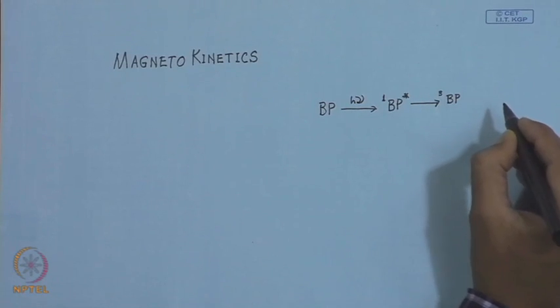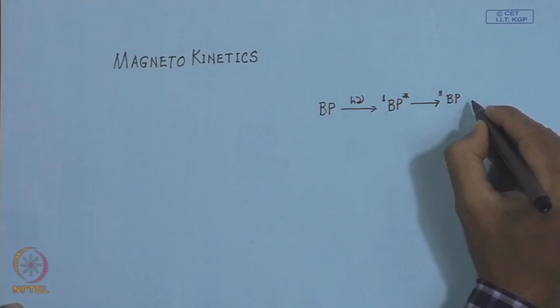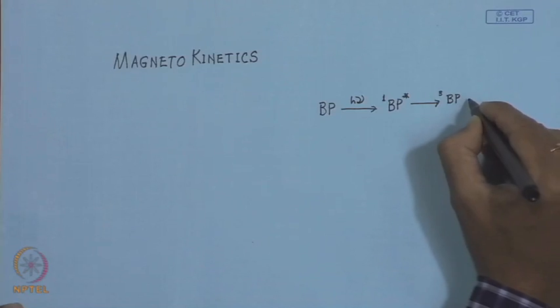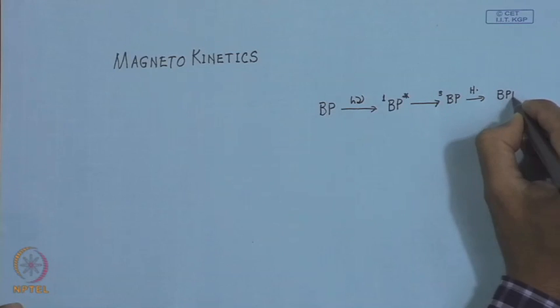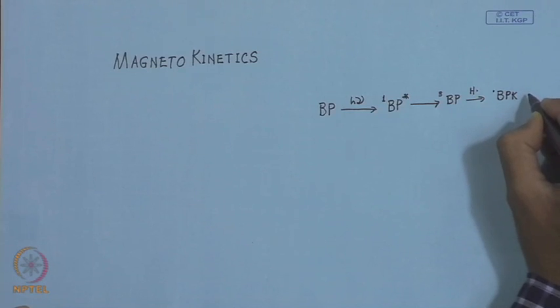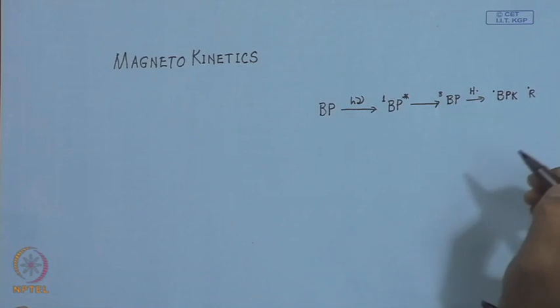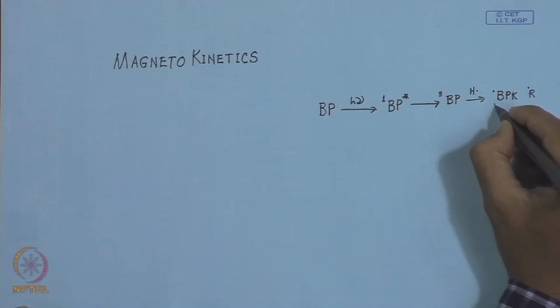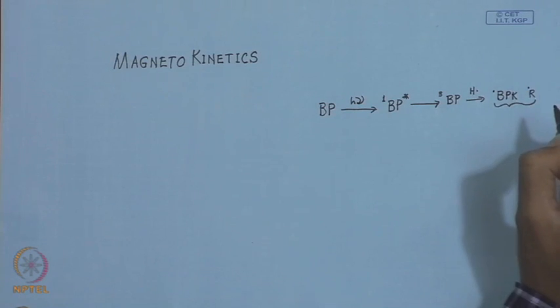Now, this triplet benzophenone abstracts a hydrogen atom from another molecule, producing benzophenone ketyl. So, H dot, BP ketyl radical. The ketyl radical plus another radical, which is coming out of the other part which is supplying this H dot, thereby generates a radical pair. Radical pair means a pair of radicals.